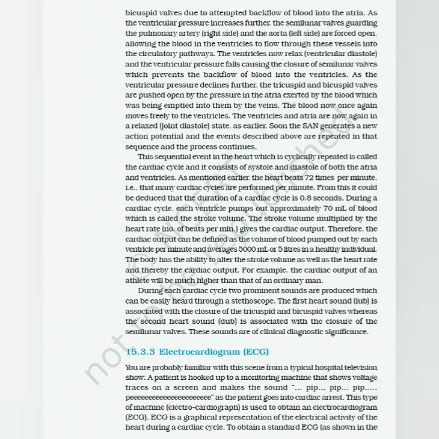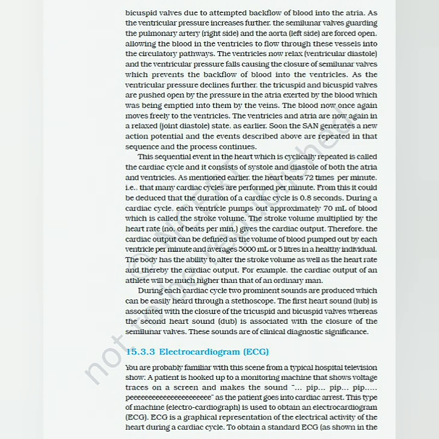As earlier, soon the SAN generates a new action potential and the events described above are repeated in that sequence, and the process continues. The sequential events in the heart, which are cyclically repeated, are called the cardiac cycle and consist of systole and diastole of both the atria and ventricles. As mentioned earlier, the heart beats 72 times per minute. That is, that many cardiac cycles are performed per minute. From this, it could be deduced that the duration of the cardiac cycle is 0.8 seconds.